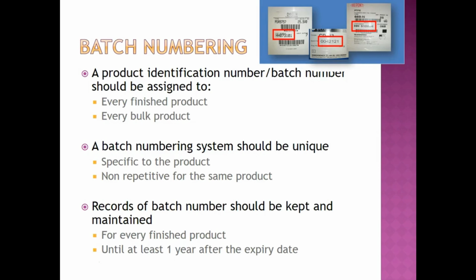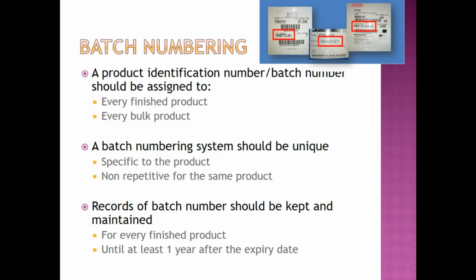So, batch numbering systems. A product identification system or batch number should be assigned to every finished product, every bulk and semi-finished product, which enables the history of the product to be traced. A batch numbering system should be unique and specific for the product and non-repetitive for the same product. Creation of batch numbers should be based on written procedures or standard operating procedures.